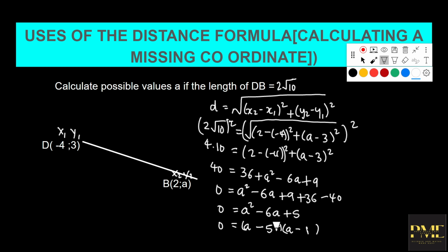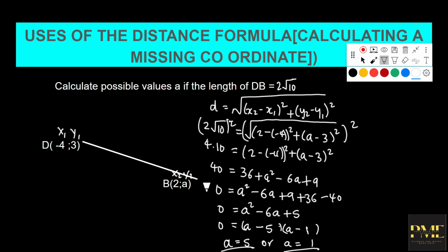Then at this stage we know that a minus 5 will be equal to 0, or a minus 1 will be equal to 0, and then we transpose. Therefore a is equal to 5, or a is equal to 1, respectively. So these are the possible values of a. Now let's look at our situation to see what a could possibly be equal to.